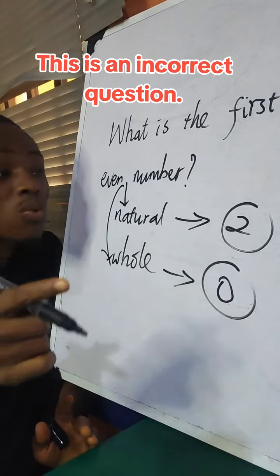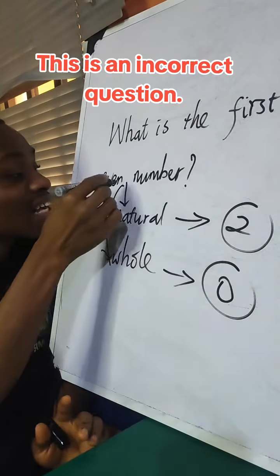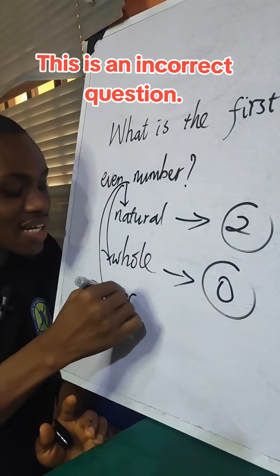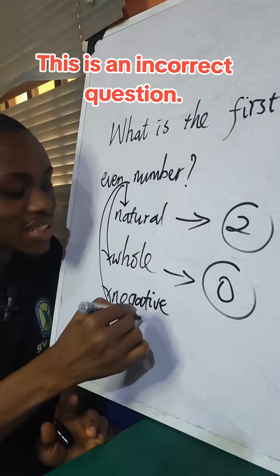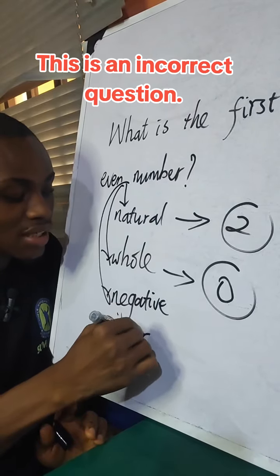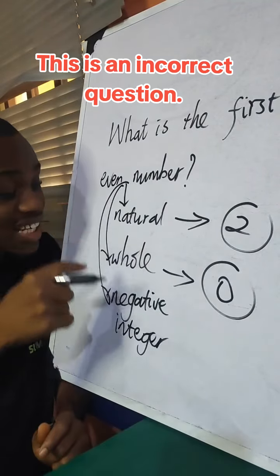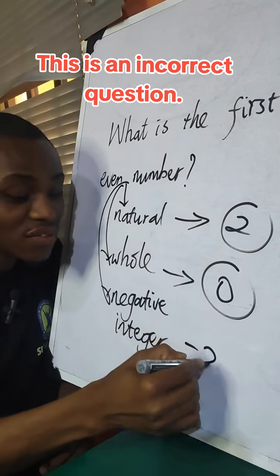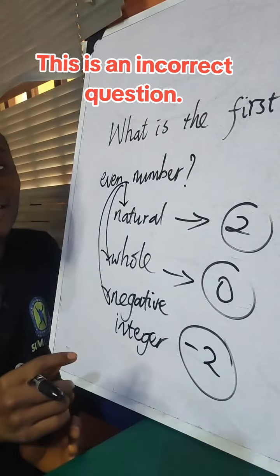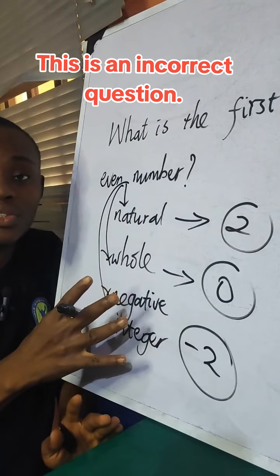Now, the third one is, what is the first even negative integer? Negative integer. Now, in this case, not just negative number, but negative integer. The first even negative integer is negative 2. This is the correct way to ask these questions.